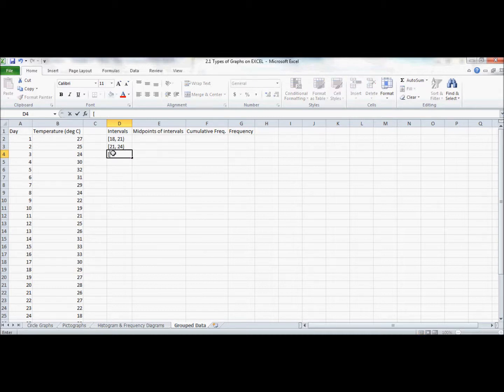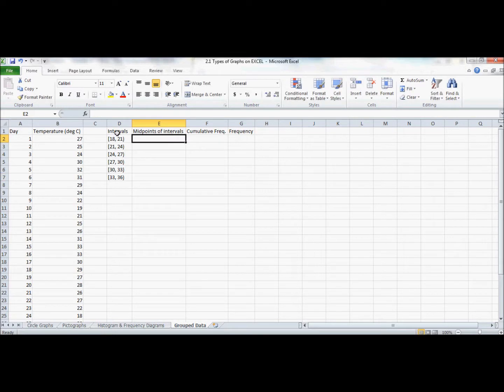The third one is going to start at 24 and go to 27. Then we're going to have from 27 up to 30, and from 30 to 33. Now, the problem here is we know our highest value is 33, but this interval won't include the value 33. So we're going to have to add another interval here that goes from 33 up to 36. Our intervals should be equally spaced. So if one interval is 3 degrees, then we can't have another interval that's 5 degrees.